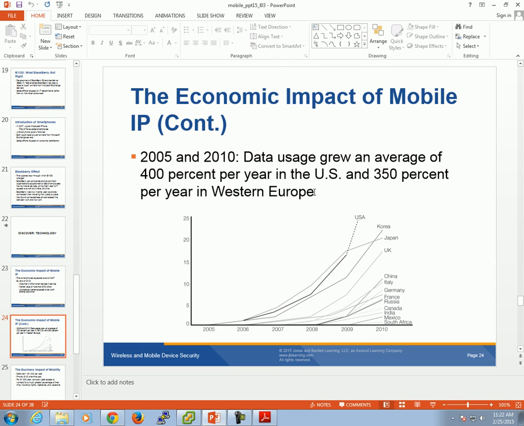All right. Look at the data usage. Now, this is obviously only through 2010, but look at the U.S. Heck, look at everybody's data usage. It says data usage grew on the average of 400% per year in the U.S. and 350% in Western Europe. That's a lot. Yeah, I wanted to show you all this.